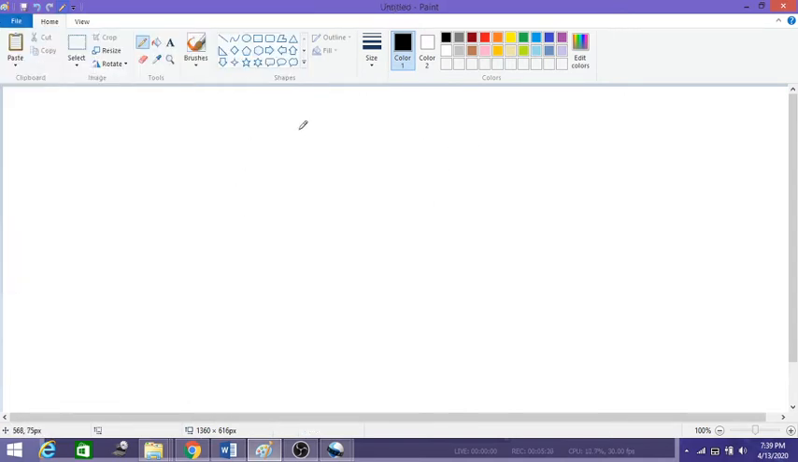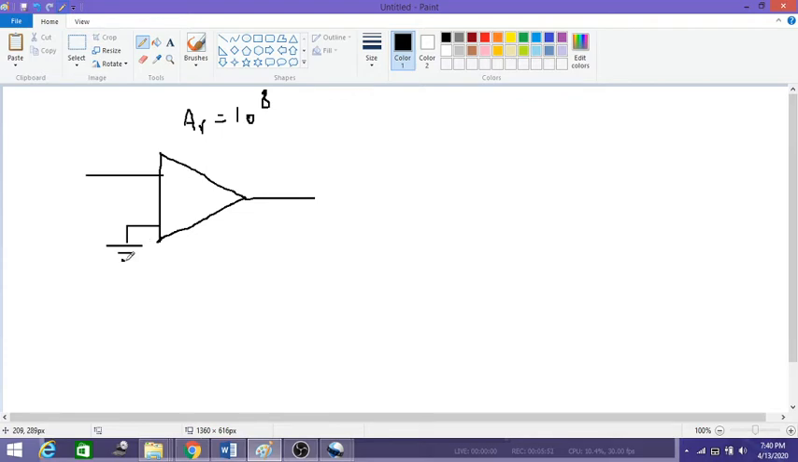So let us take an example, and here in this example it is given the open loop gain is equal to 10 to the power of 8. So we have an Opamp here. This terminal is connected to ground, and here it is given an input of 2 volts. This is inverting and this is non-inverting terminal, and the reference voltage which is connected here is plus 15 volts, and here I have connected minus 15 volts. And now can you tell me what is the output voltage?